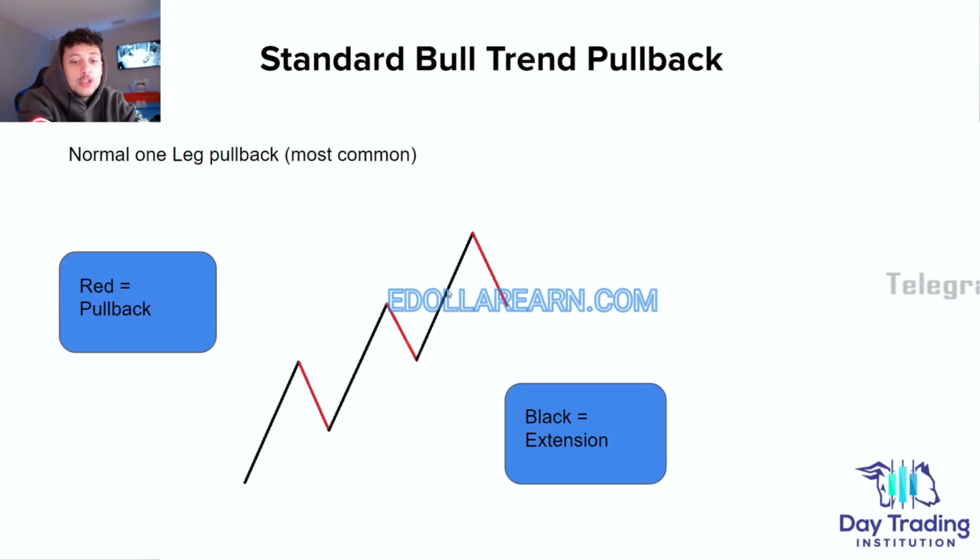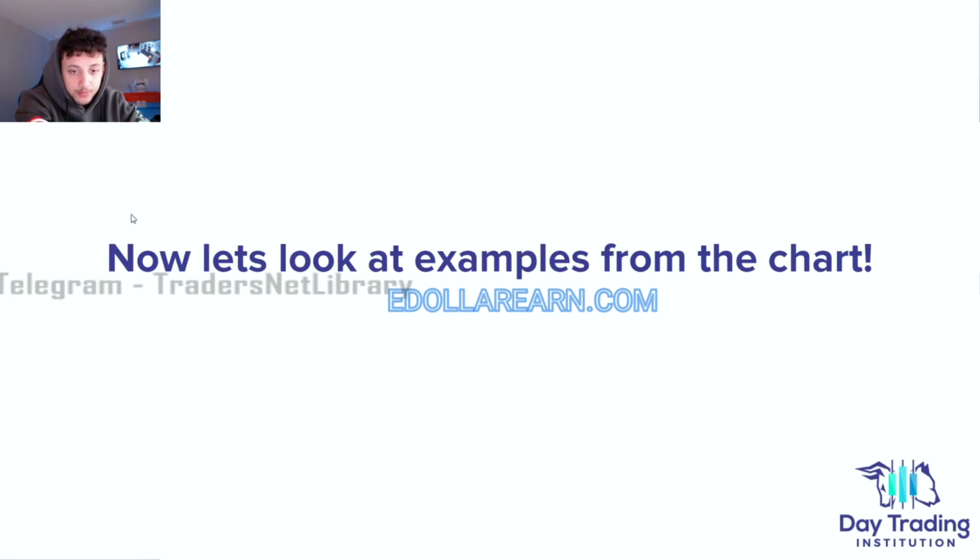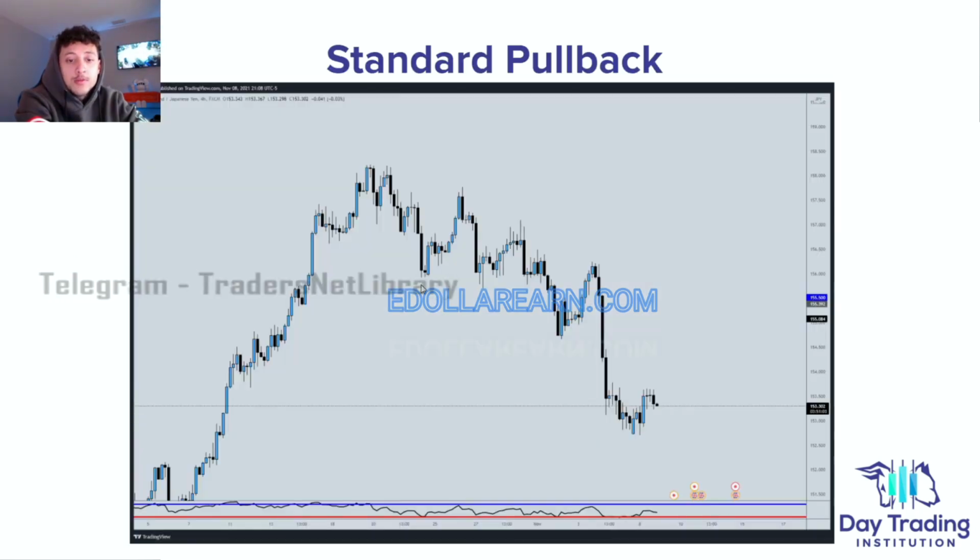This is what you're going to see on a normal day-to-day trading basis or in a normal trend. This is going to be the cleanest type of trading opportunity. This is your standard pullback, your normal pullback. Now let's look at some examples from the actual chart. This is the GBP/JPY chart on the 4-hour time frame. Let's look at market structure first of all. We're going to be looking at examples of the standard pullback.